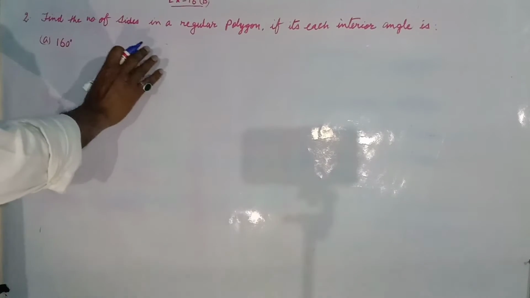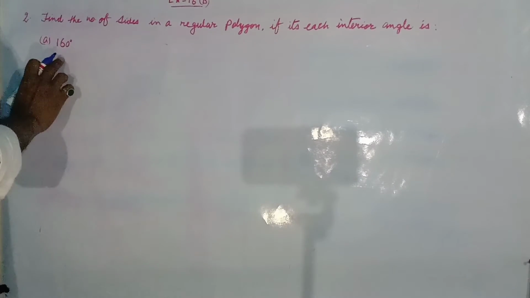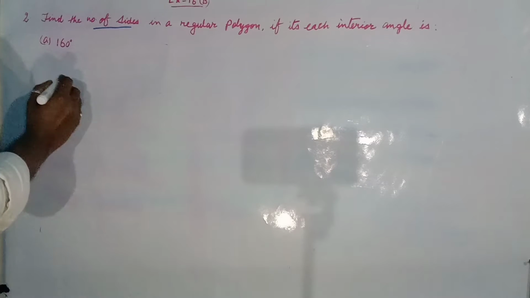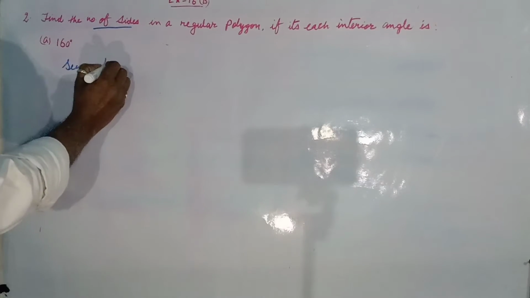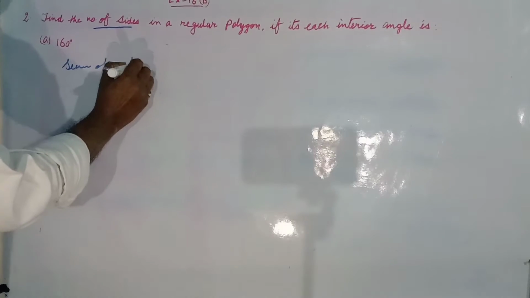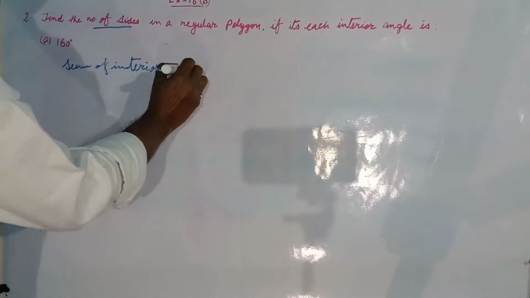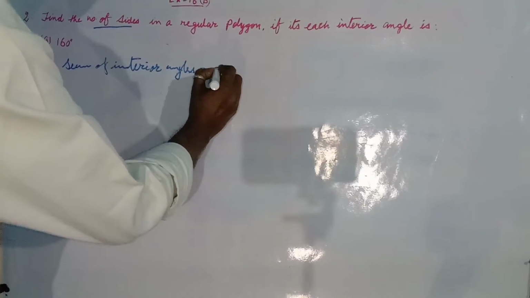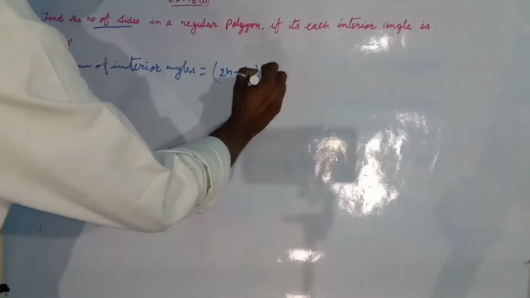That's all. Now we have question number 2. Find the number of sides in a regular polygon if each interior angle is 160 degree. We have to find the number of sides. Then first we will find the sum of interior angles. Sum of interior angles, and the formula is 2n minus 4 into 90 degree.